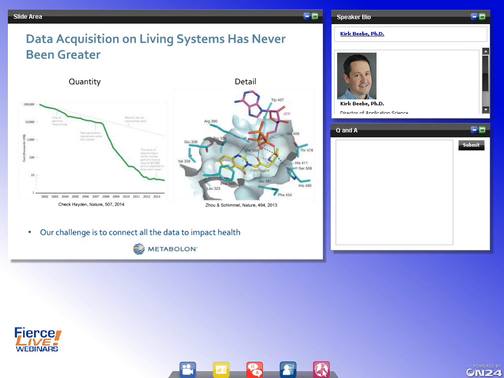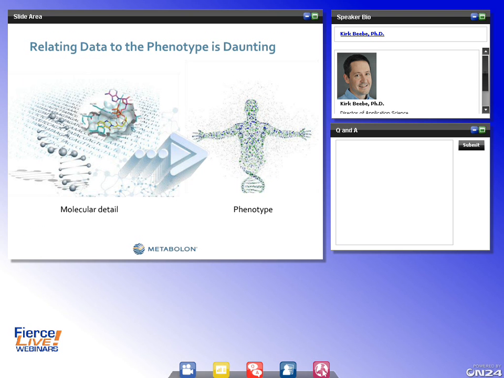Now being at the so-called $1,000 genome level. So our capacity to produce this data in detail and quantity is great. The challenge ultimately is, how do we connect this to human health? And more specifically, how do we take these pieces in all of this data and mechanistically link it to the phenotype? It's really a daunting challenge, and that's going to be a lot of the topic of today's presentation.